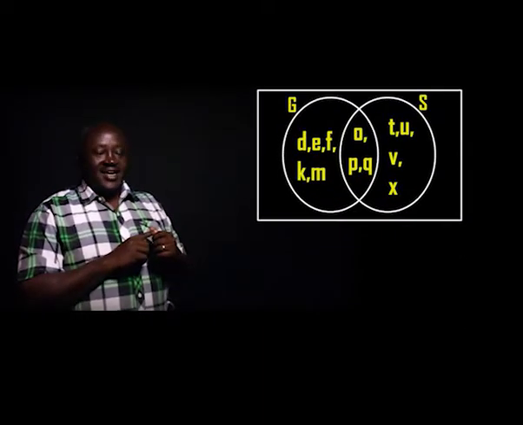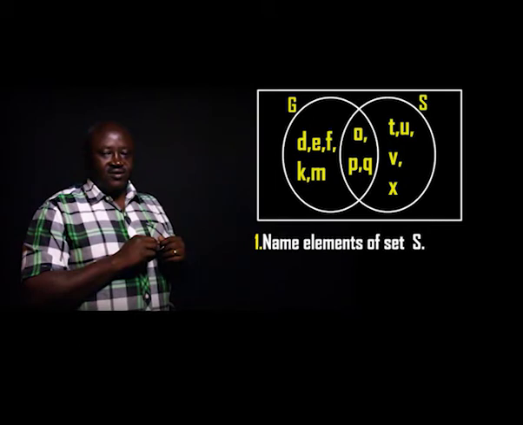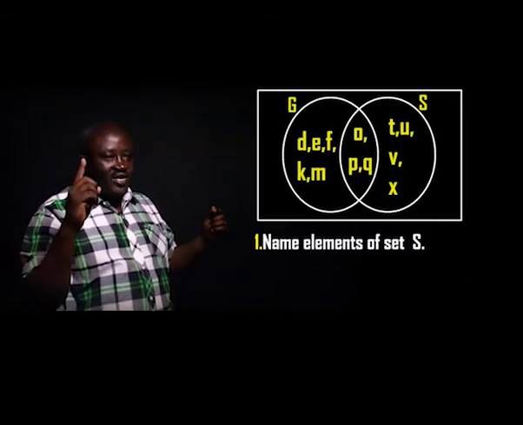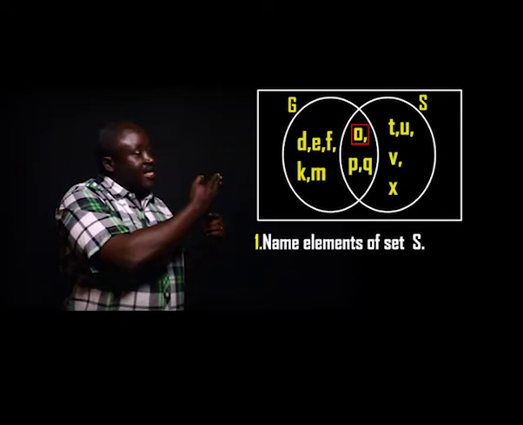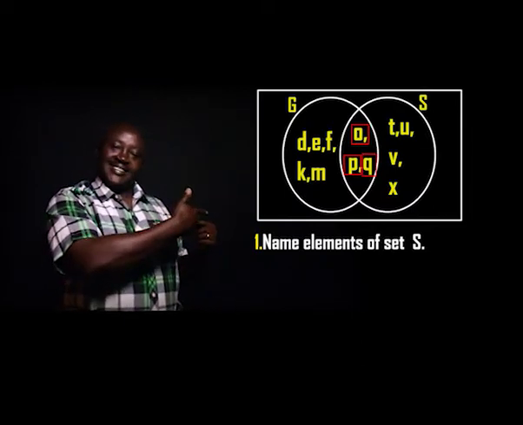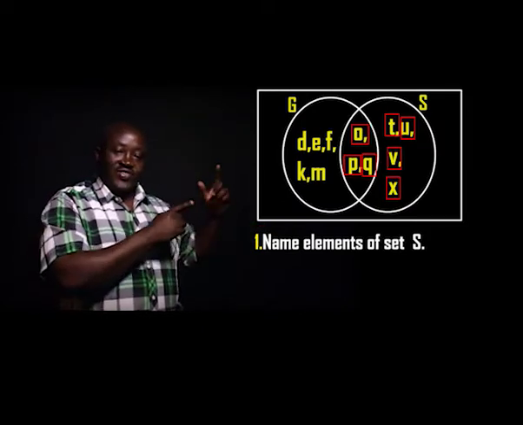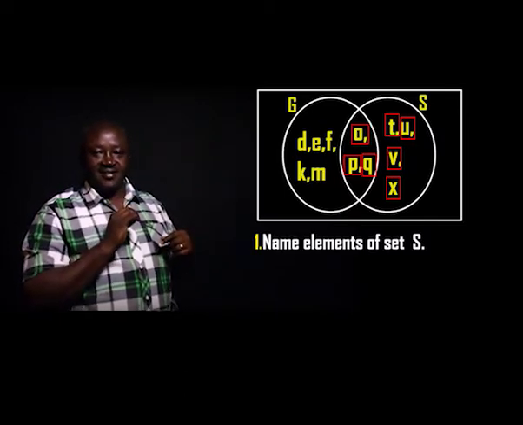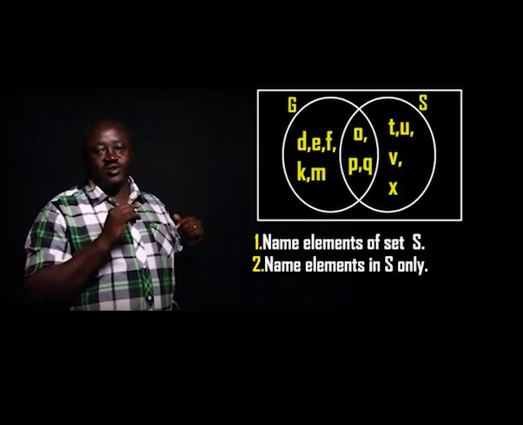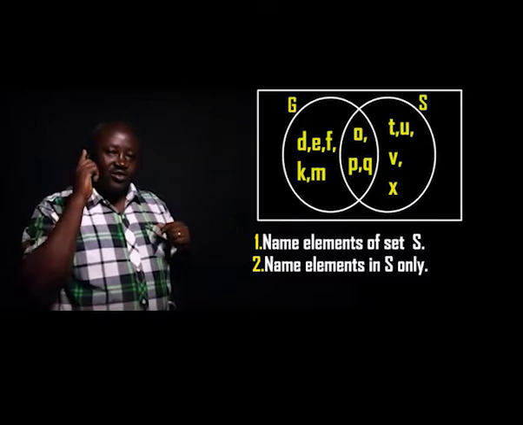Question number 1. Name the elements found in S. So, if I answer that one for you, we are going to say S comprises O, P, Q, T, U, V, and X. So that is all members in S. Now, how about S only? Second question. Name the members who are in set S only. I told you the word only is important.